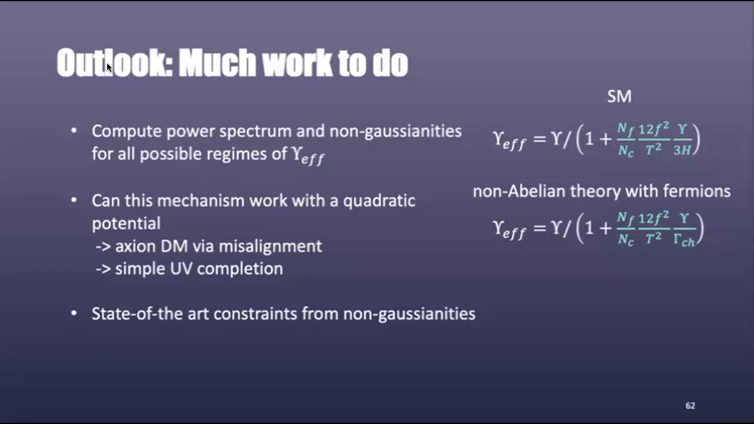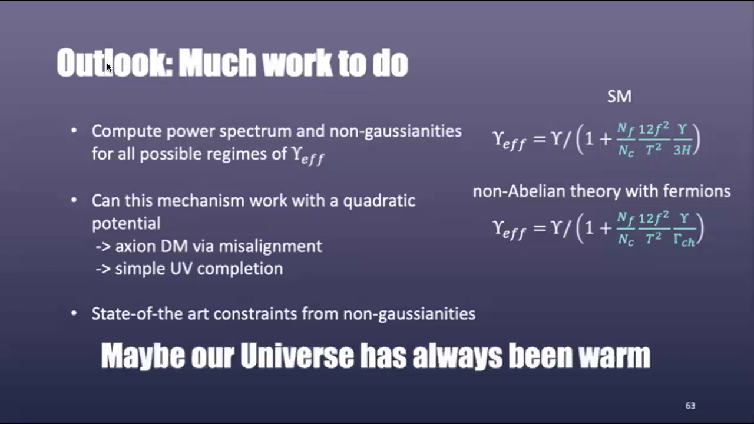So in a way, you can probe this model from both directions and maybe either narrow down a range or rule it out altogether, which I think is great, when we can rule out things too. So I'm going to conclude with maybe our universe has always been warm. Yeah, thank you.